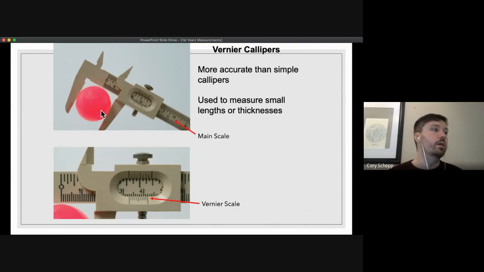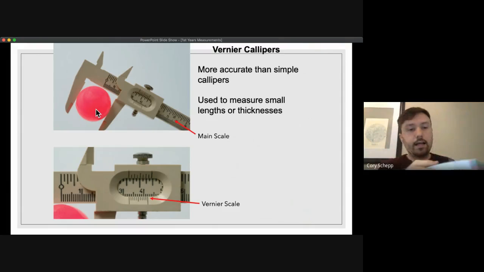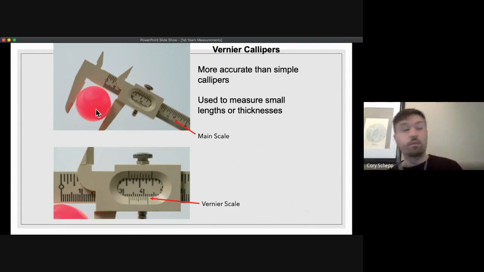So if you wanted to measure maybe just simply the thickness of a book, right? So if I have my science book sitting right here, and I wanted to measure the thickness of this book, I could take my vernier calipers and place them onto here, and then pull them off, and then you'd have to know how to use this.